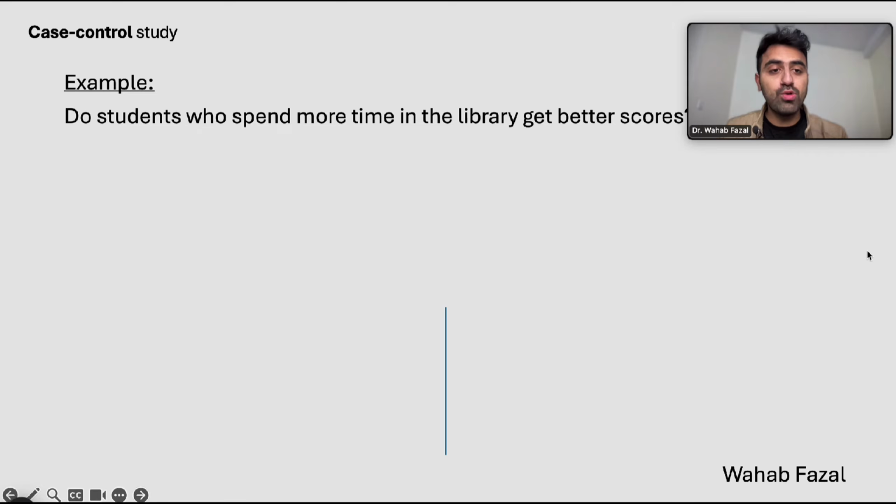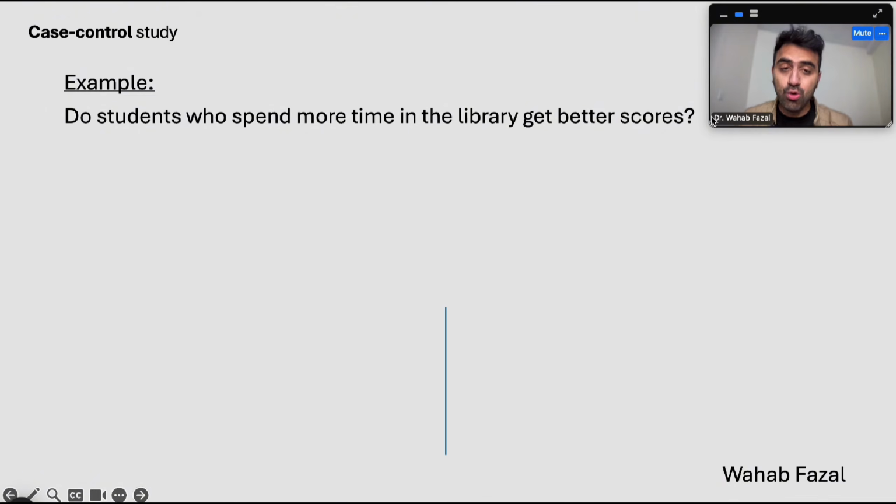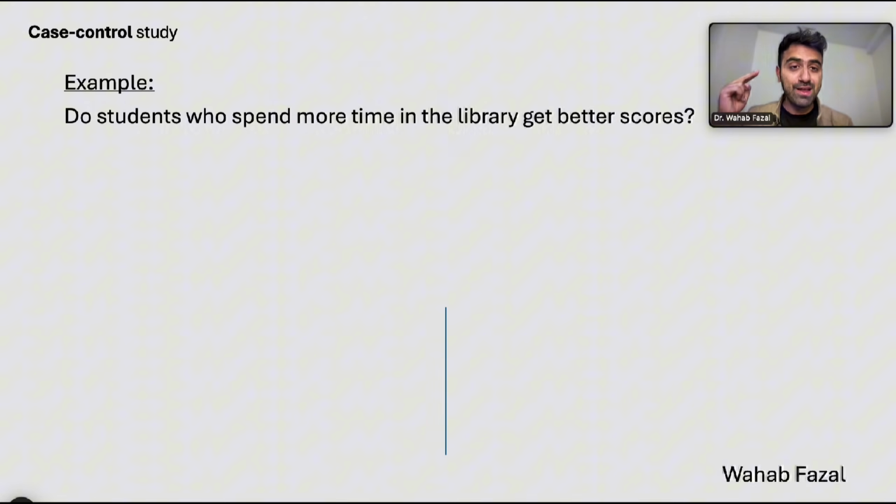Do people who spend more time in the library get better scores? So I want you to pause the video here and get me these 4 things. 1, what is the exposure in this study that we want to do? 2, what is the outcome in this study? Then I want you to make the case and the controls, if you wanted to do this in the case control design. And 4th, if you wanted to do the same study in a cohort design, what would be the cohort and the comparison group? You can pause the video here.